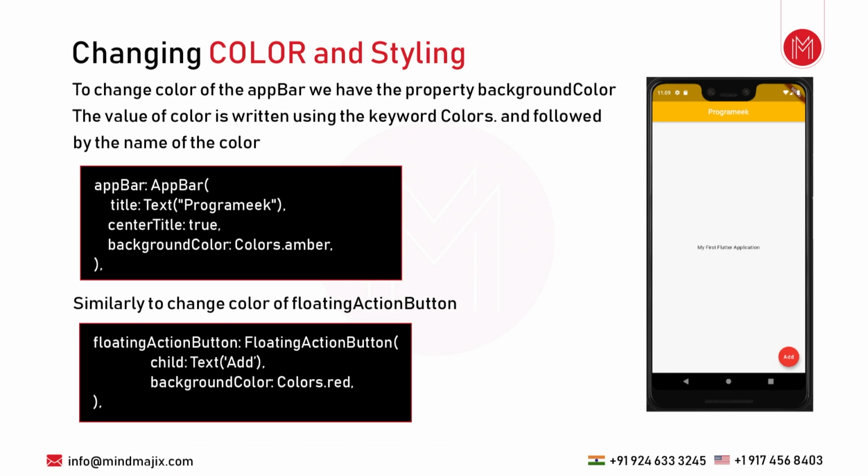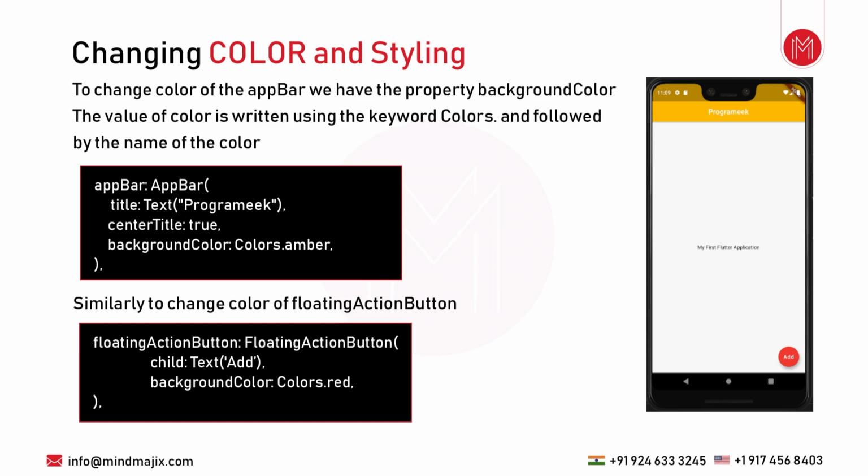We will be learning how to change color and give styling to our elements. Now to change the color of any element such as the app bar, we have certain properties such as, in an app bar, there is a property called background color. Now, usually when we were dealing with other properties, we had the value of string or integer or a widget. But now the case is a little different. The value of a color is written by using the keyword Colors dot, followed by the name of the color.